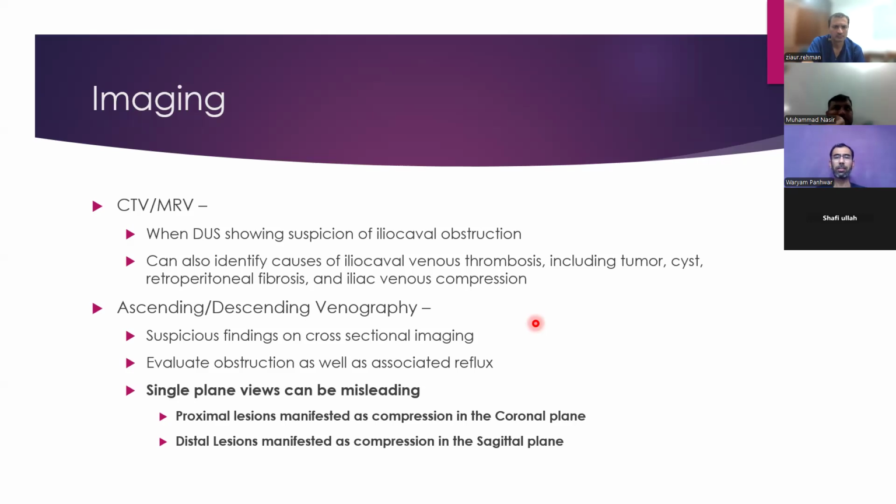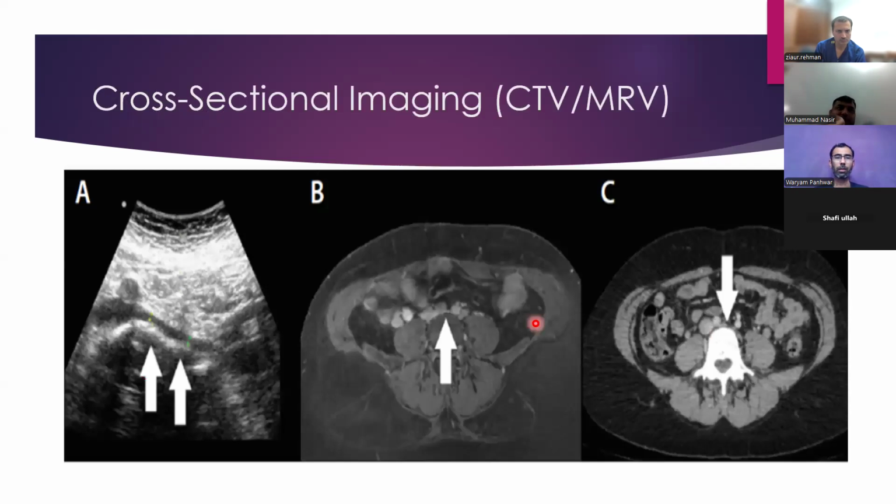So when there are suspicious findings on cross-sectional imaging, it can evaluate both the obstruction and the reflux. But the main thing is that a single plane can miss the lesions. So always bidirectional, meaning AP and lateral. So if we see the ultrasound, MR findings, and the CTV findings here is the compression of the iliac vein, and the same finding can be seen on this, where this is the vertebra and iliac artery and the compression of the iliac vein, and the same goes for the CT.